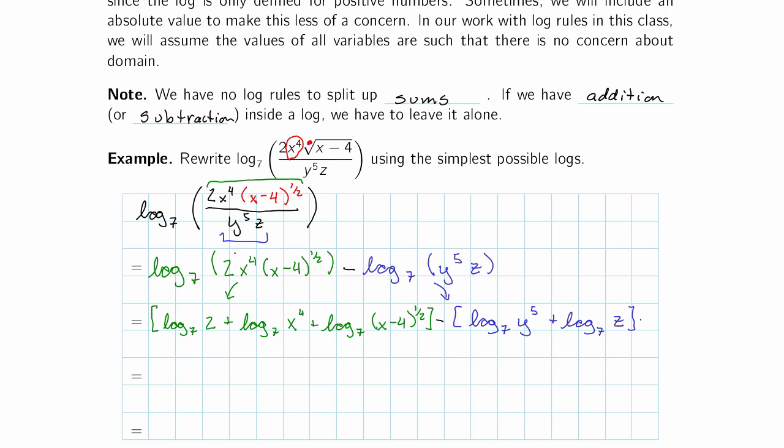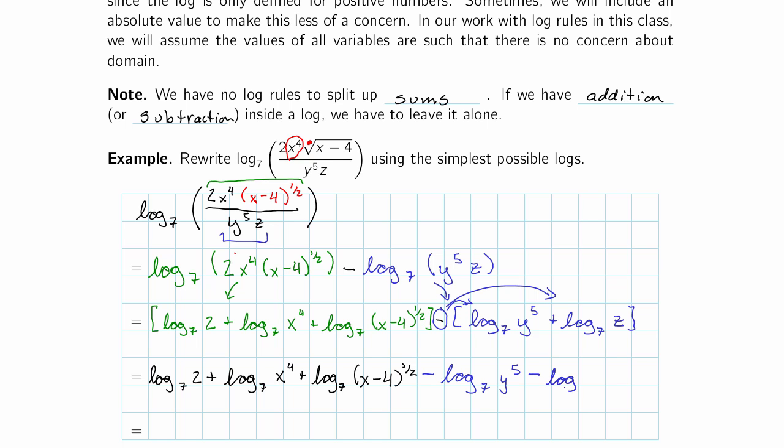And the reason that I needed those is that notice we have this subtraction. Each of these terms is going to end up negative. So that's what we'll do now. We're going to get rid of those brackets. These first three terms are going to stay positive, and then these last two terms are going to be negative. So we'll have a minus log of y to the fifth minus log of z.